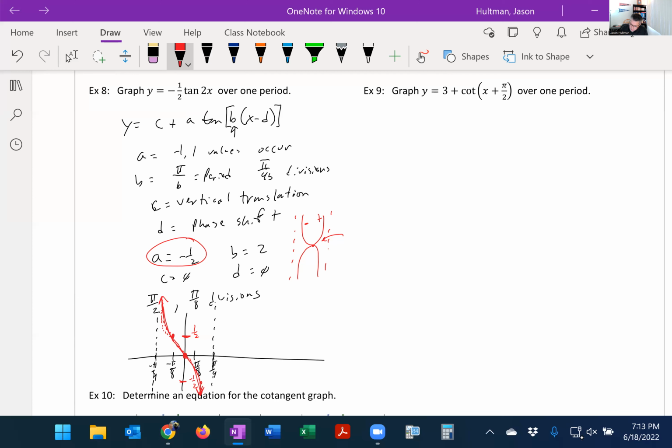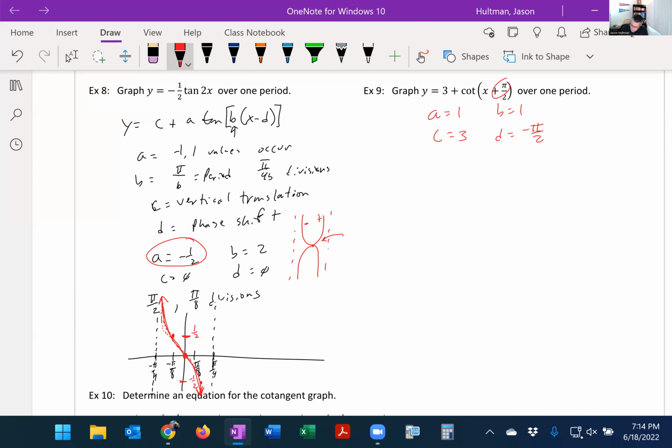Okay, let's try the next one here. y equals 3 plus cotangent of x plus pi over 2 over 1 period. So we have a equal 1. B is equal to 1, so nothing really changes there. C is equal to 3, and D is equal to negative pi over 2. Remember, it's always the opposite sign. If that's a positive, then the phase shift is negative pi over 2.